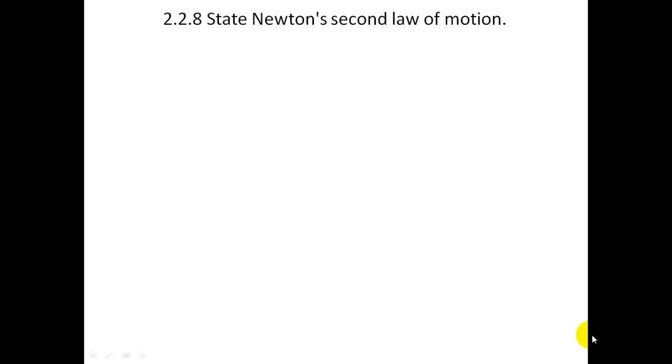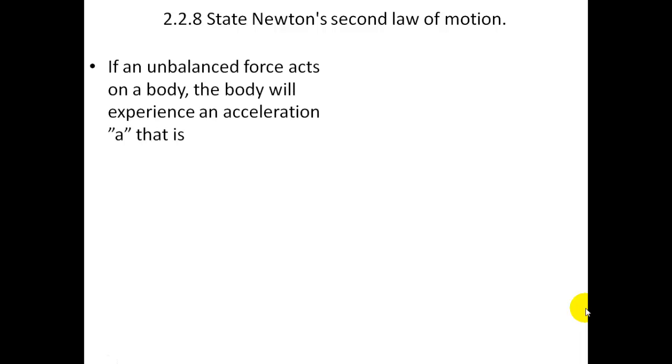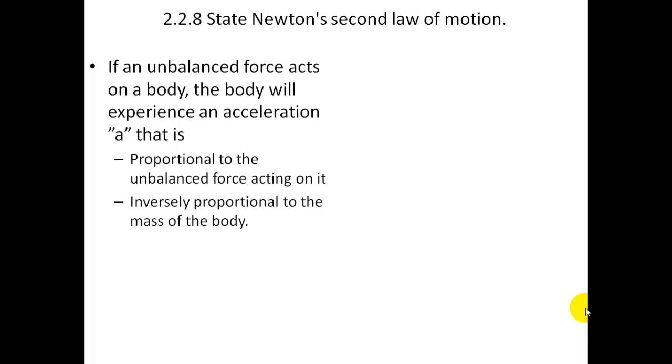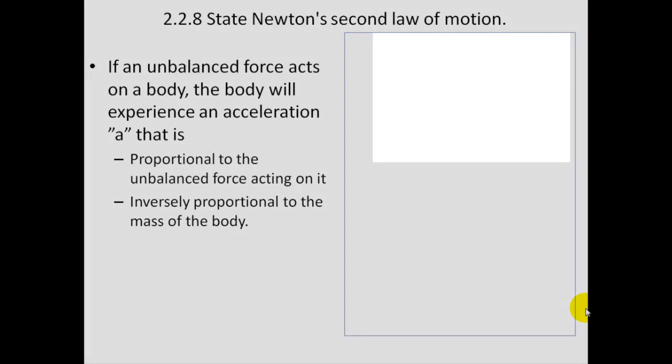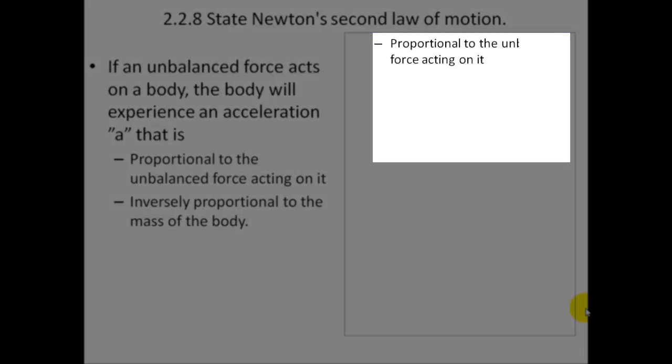Now we will look at Newton's second law of motion. If an unbalanced force acts on a body, the body will experience an acceleration of a. That is, firstly, proportional to the unbalanced force acting on it. Secondly, inversely proportional to the mass of the body. So how can we present that?